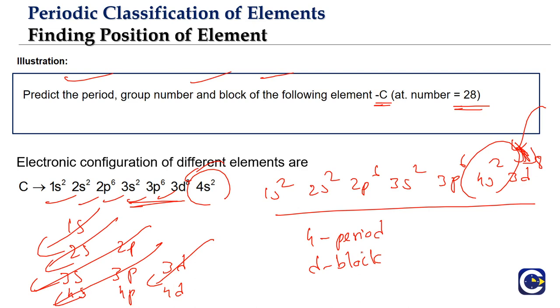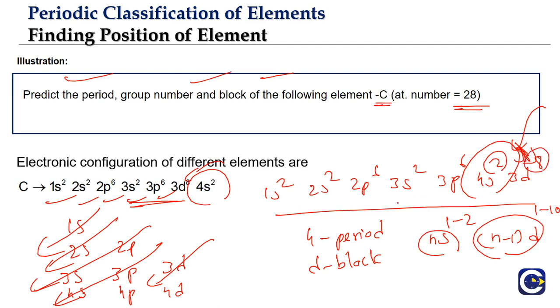Okay. Now for the d block elements, the outermost arrangement will be ns 1 to 2, (n minus 1) d 1 to 10, the exception being palladium. Palladium has no electrons in the ns level. But what is the group number formula? The number of electrons in the ns level plus the number of electrons in the (n minus 1) d level. So ns level, how many electrons are there? 2. (n minus 1) d level, 8 electrons. So 2 plus 8 is equal to 10. So that is the group number.